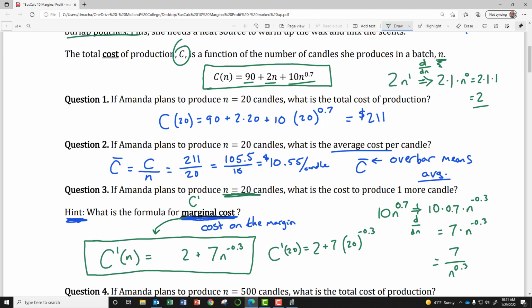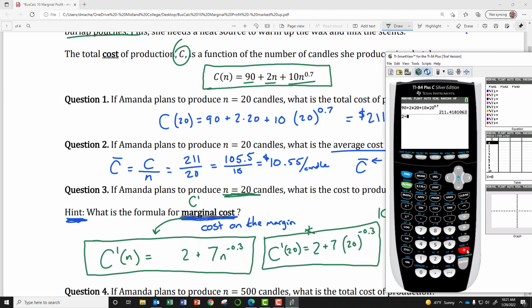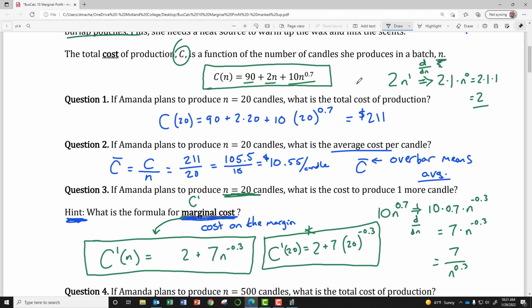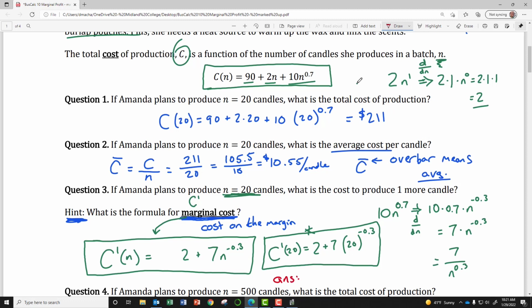Okay. But that's enough. We actually have a formula now that can tell us our marginal cost when n is equal to 20. That's right here. All I need to do is put that in the calculator. So I need 2 plus 7 times 20 to the power negative 0.3. Okay. And that looks like my marginal cost is $4.85. So I know it's getting pretty hectic here, so I'll just put my answer in red. My answer was $4.85.